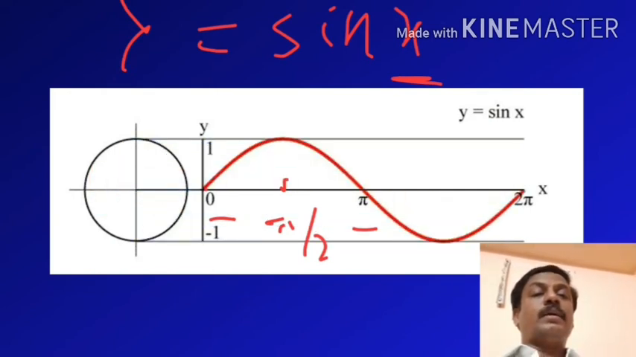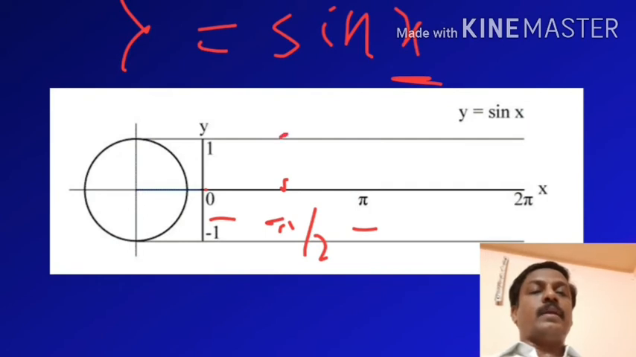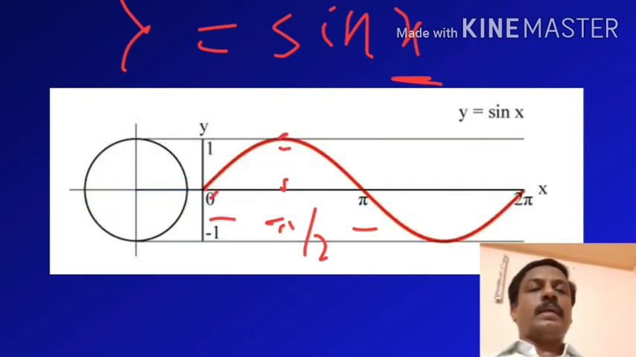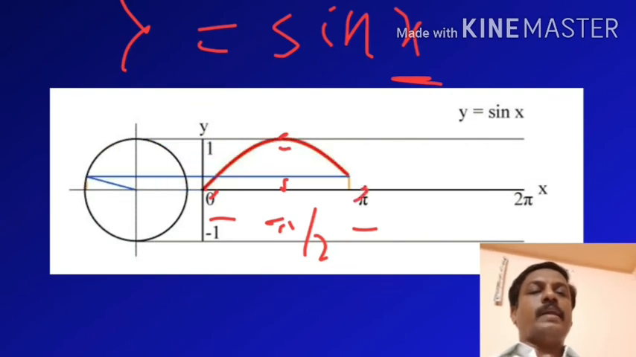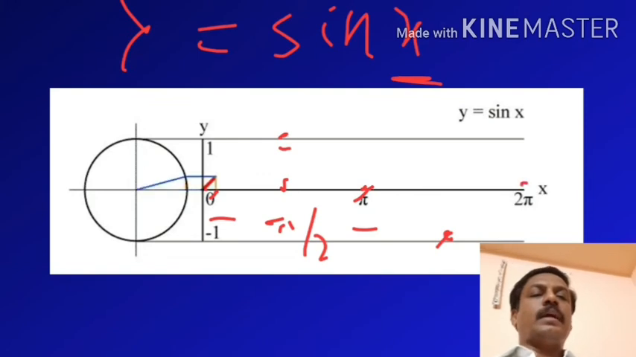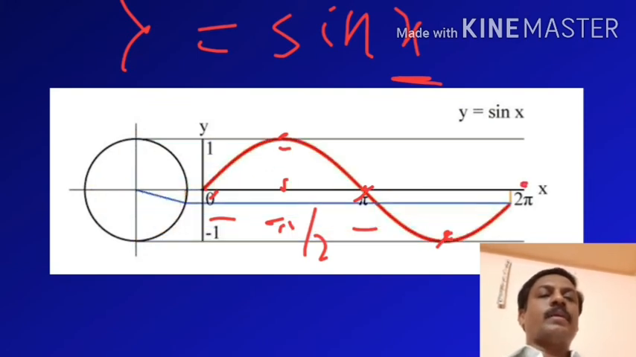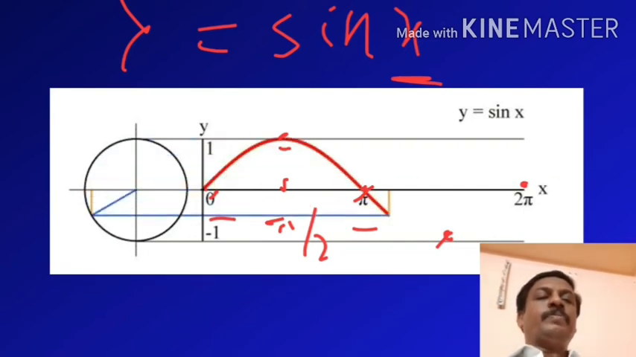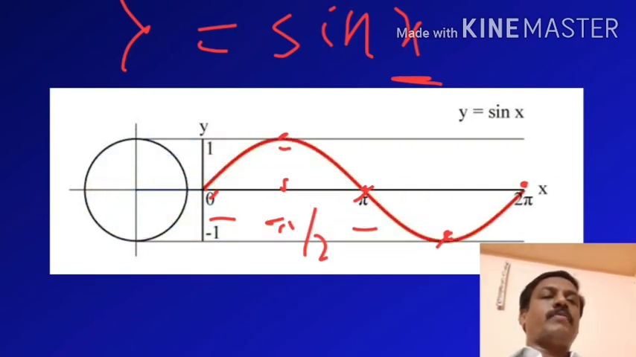You know that sine 90 is 1, right? So sine 0 is 0, sine 90 is 1, then sine 180 is again 0, sine 270 is minus 1, and sine 360 is, sorry, 0. So therefore we get the graph like this.